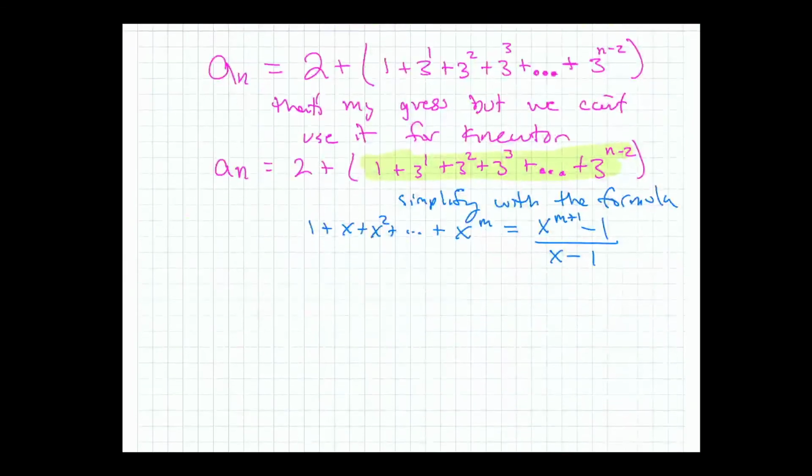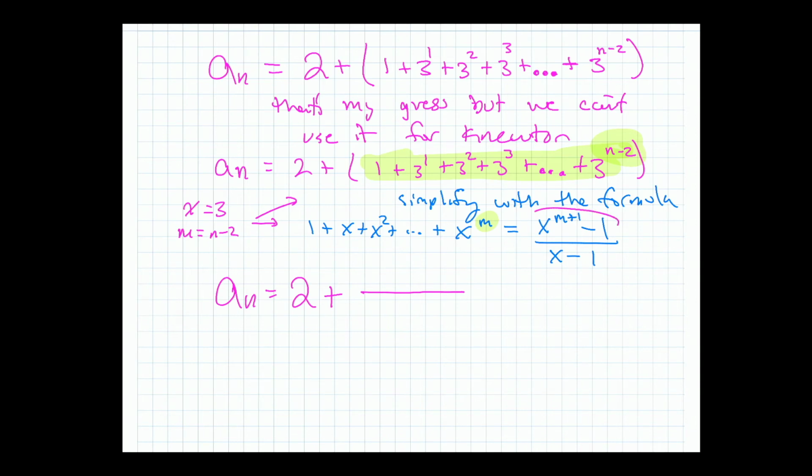So that's the formula. So comparing it to what we have, it's 2 plus, and the pattern is going to be this fraction. What's the x? Comparing what we have here to what we have here, the x is 3, right? The x is 3, and what's the m? The m is the last power here, right? So what's the last power we have? N minus 2. So the m is n minus 2.